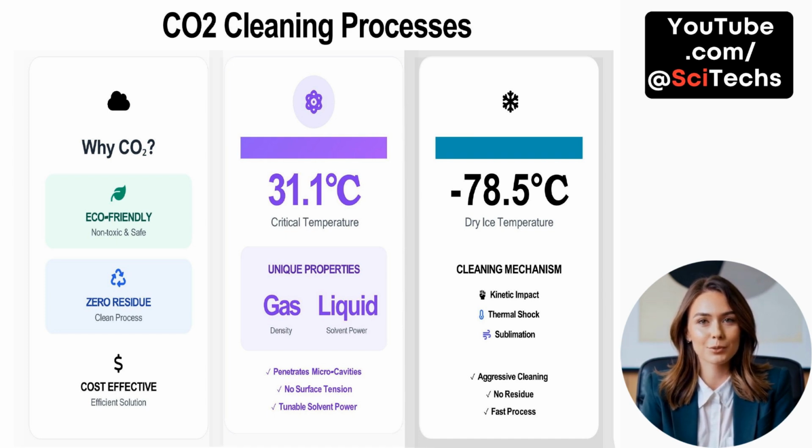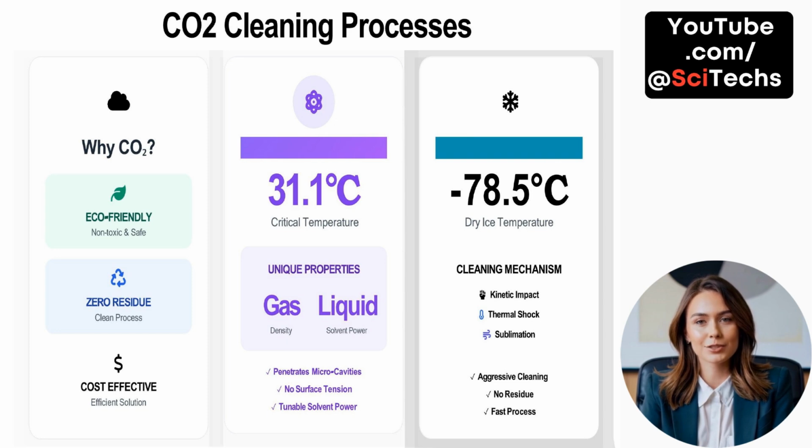At its critical temperature of 31.1 degrees Celsius, carbon dioxide exhibits unique dual-phase properties, combining the gas-like density for penetration into microcavities with liquid-like solvency for dissolving contaminants. These properties allow carbon dioxide to flow easily into small features, with no surface tension and tunable solvent power, making it highly effective for precision cleaning.